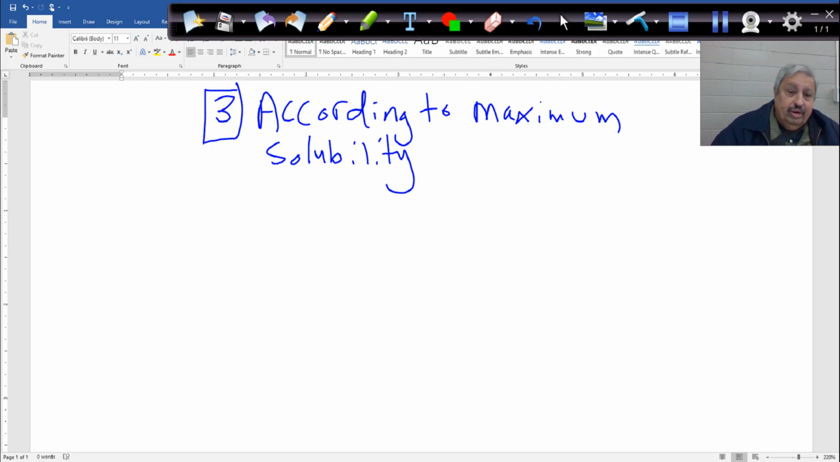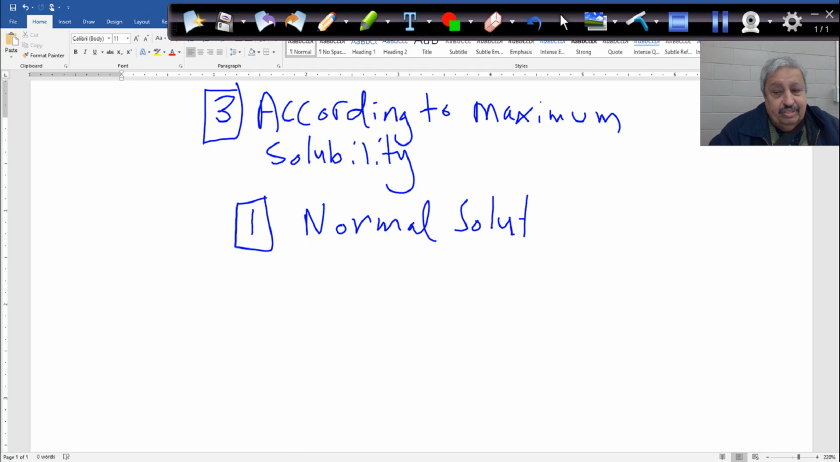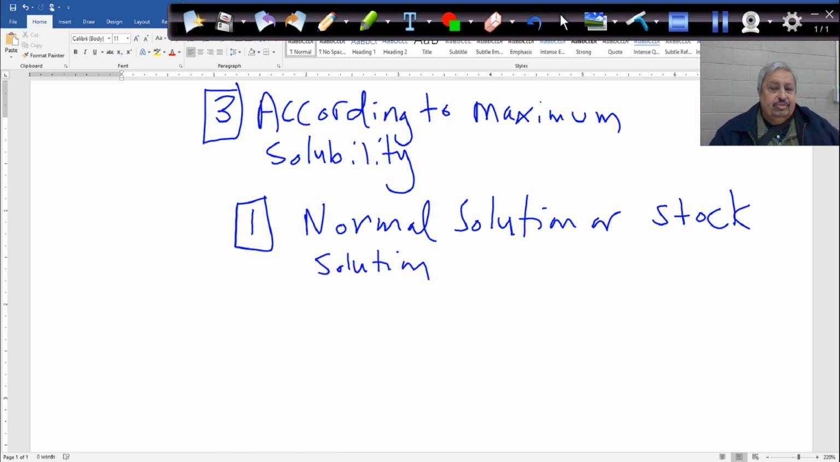One is called a normal solution. We talked about this. Or stock solution, in which the solute is at less than the maximum.